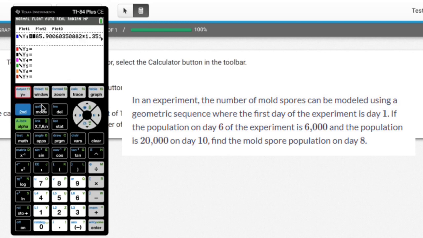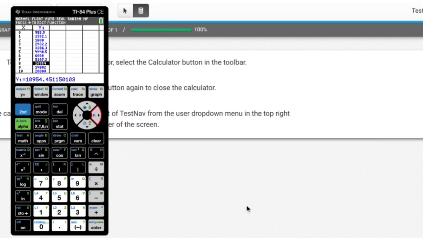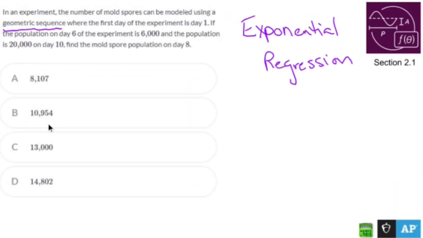And in order to find 8, maybe we could just go to our table by hitting second graph and going down to 8 and finding out that there's our number right there. So the answer is B in this case. All right, since I got the number 10954 point something, let's round that down to 10954, and then B is going to be our answer. So exponential regression, geometric sequence, same thing on a calculator.